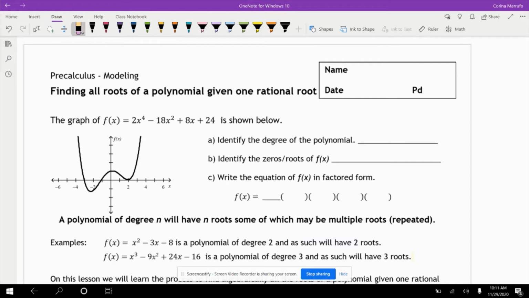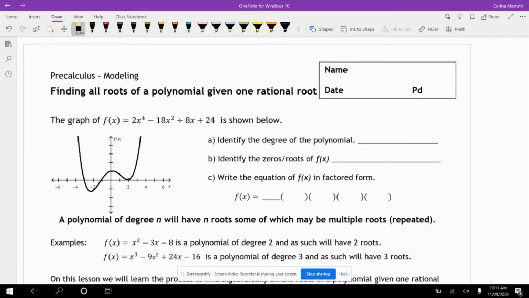Going to be covering is finding all roots of a polynomial given one rational root. So we're still working with polynomials. We're working a little bit backwards than we were before. We've written polynomials a few weeks ago, and then we practiced some synthetic division and we practiced the quadratic formula. And the reason for that is for this specific lesson.